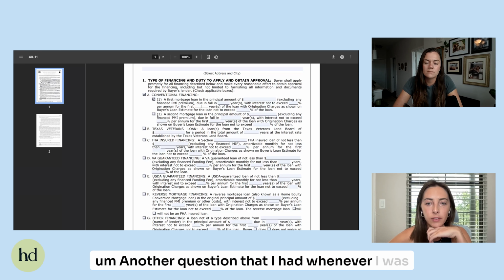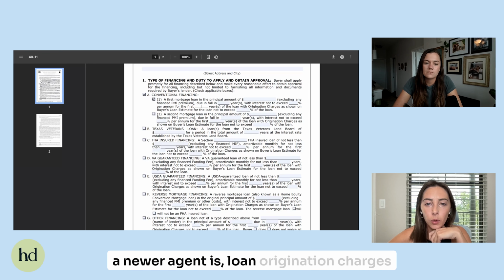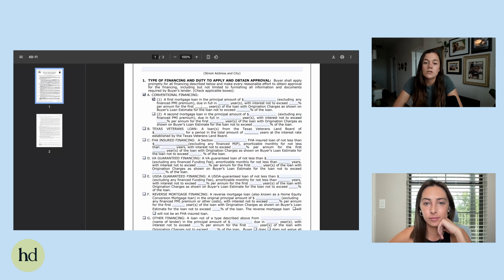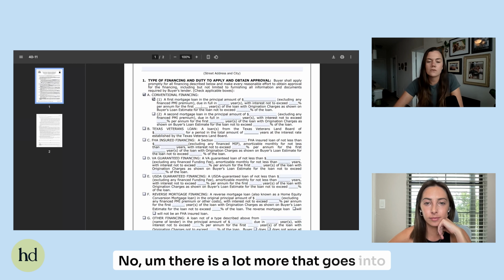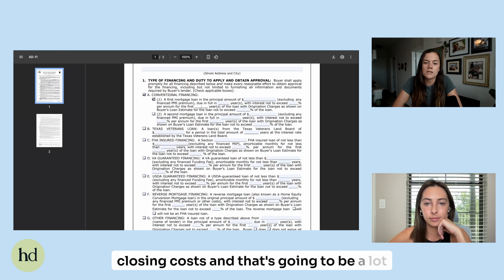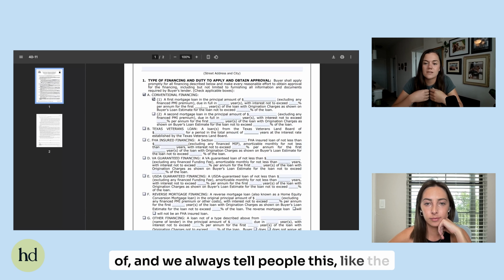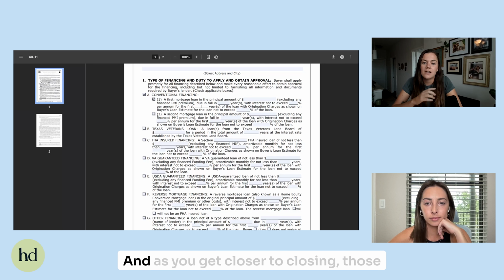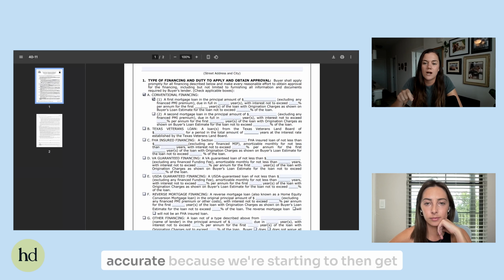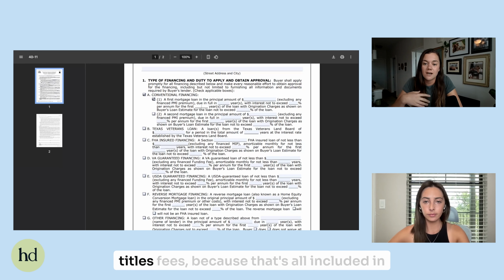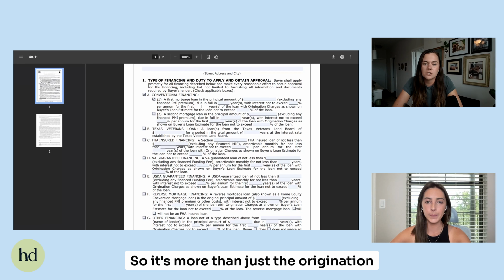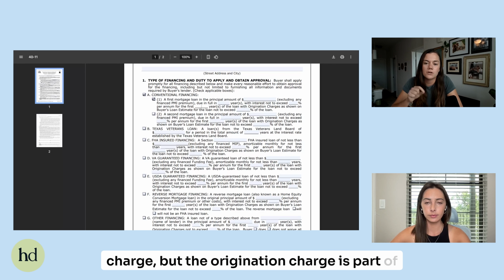Another question that I had whenever I was a newer agent is, are loan origination charges the same as the buyer's closing costs? No, there is a lot more that goes into closing costs. We always tell people this: the closing costs on our end, we're estimating a lot of that. As you get closer to closing, those closing costs will firm up and be more accurate because we're starting to get title fees, since that's all included in there as well. So it's more than just the origination charge, but the origination charge is part of the closing costs.